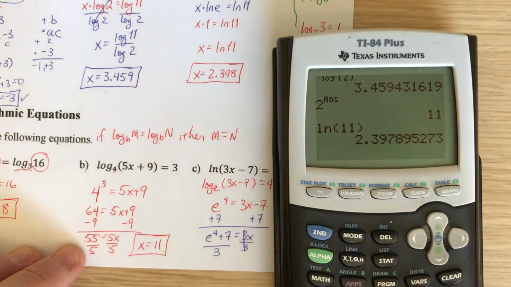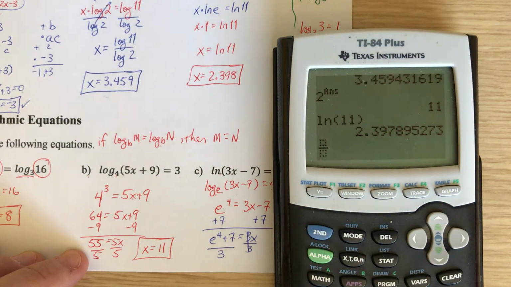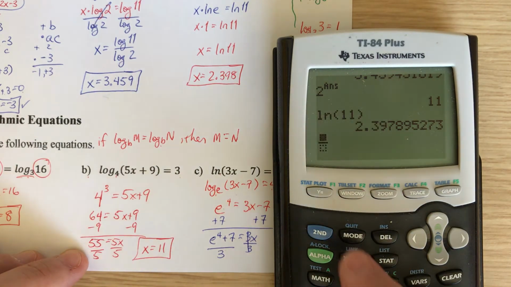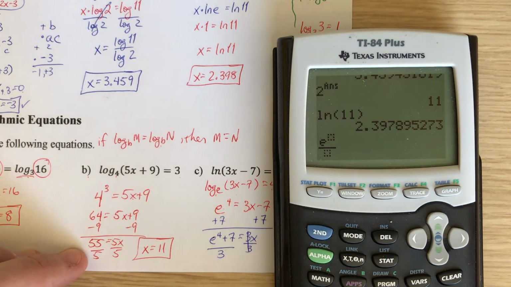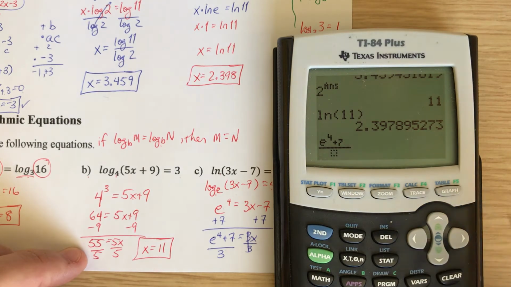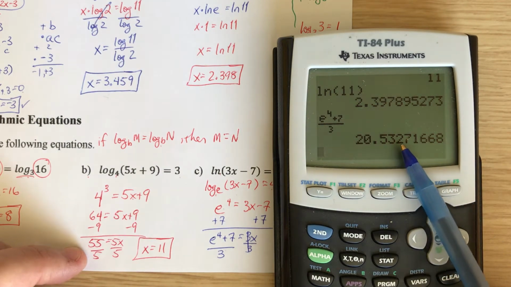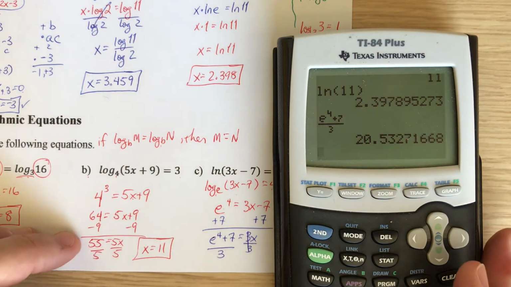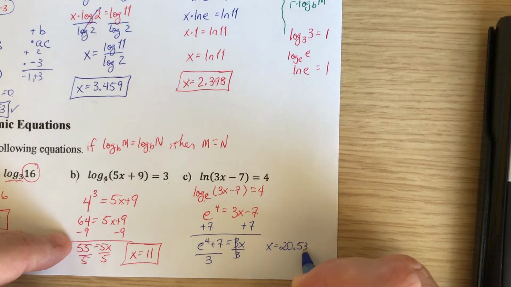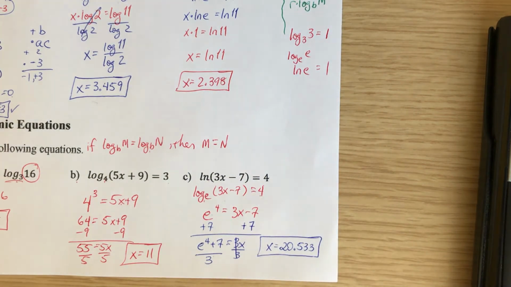Now I'm going to take the calculator. And we want e to the, whoops, not 10. Let's try that again. e raised to the fourth power plus 7. Now the plus 7 is not part of the exponent, so I've got to make sure I get to the right of that. Divided by 3. And we have 20.53, and I'll round that 2 up to a 3, 20.533. And there we go.